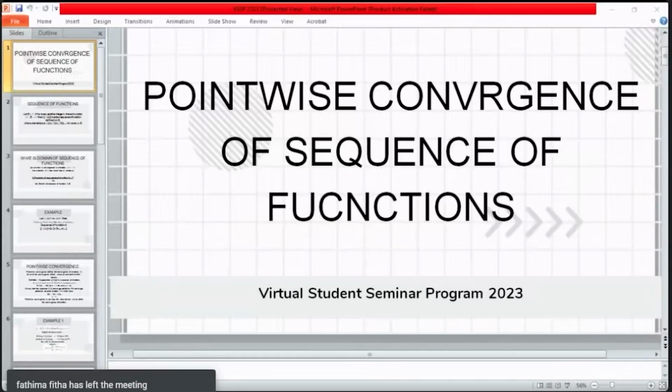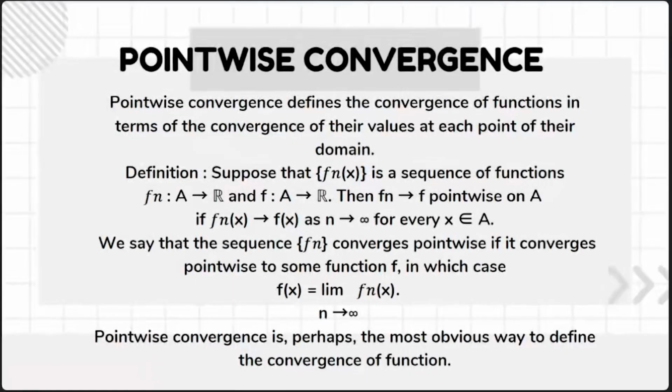Now, pointwise convergence. Convergence we have to define in such a way that we check for each x belonging to the domain, which is the set E. So suppose that f(x) and fn(x) is a sequence of functions, then fn tends to f pointwise on A if fn(x) tends to f(x) as n tends to infinity for every x belonging to A. So we say that the sequence of functions converges pointwise to the function f.